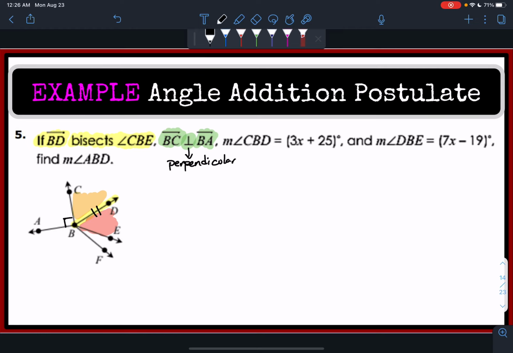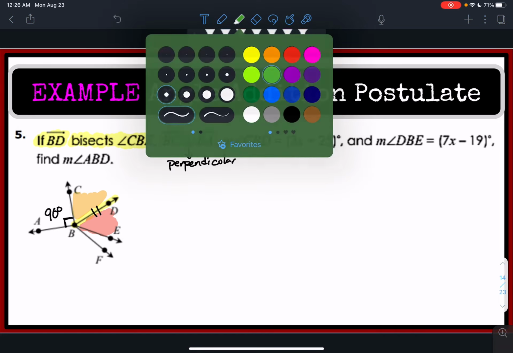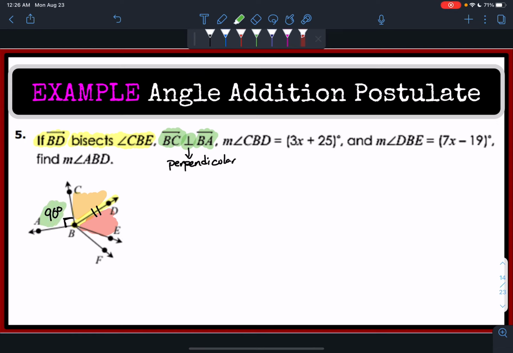So this is going to be a 90-degree angle, which again is indicated by the square. So I'm just going to write 90 degrees. I'm going to highlight that angle in green, okay? So we have that angle right there in green.